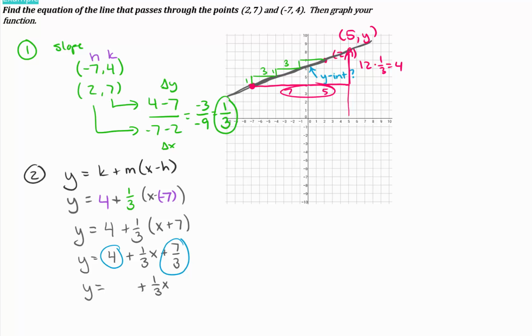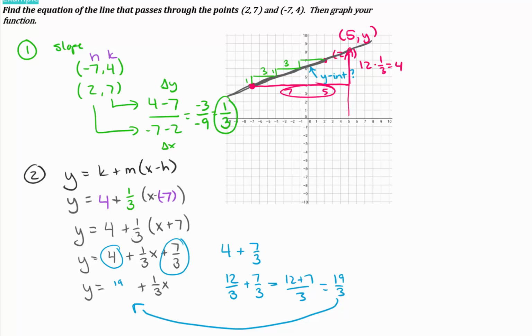So now I got to go back and do fraction addition. That's super annoying. Doable, right? Not too hard. 12 over 3 is the same as 4, plus 7 over 3. That's going to be 12 plus 7 over 3, 19 over 3. So technically then I got to come all the way back over here, and then write 19 over 3 plus 1/3 x. Like, what a pain to do that.